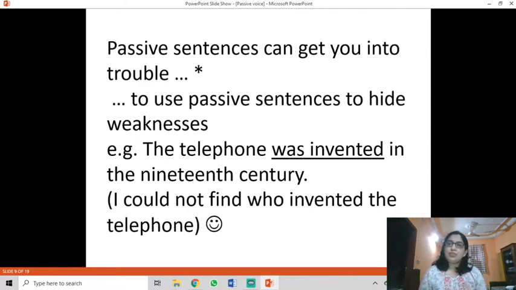So you can use passive sentences to hide your weaknesses, but please remember that the English teacher will understand, and anyone can question you: who invented it, who did this, who has performed this action, where was it performed. If you try to hide some information by writing passive sentences, you can get away with it for a few minutes, from one event to another, but somewhere you will be caught. Someday you will be caught, and people will question you that you are providing half of the information.